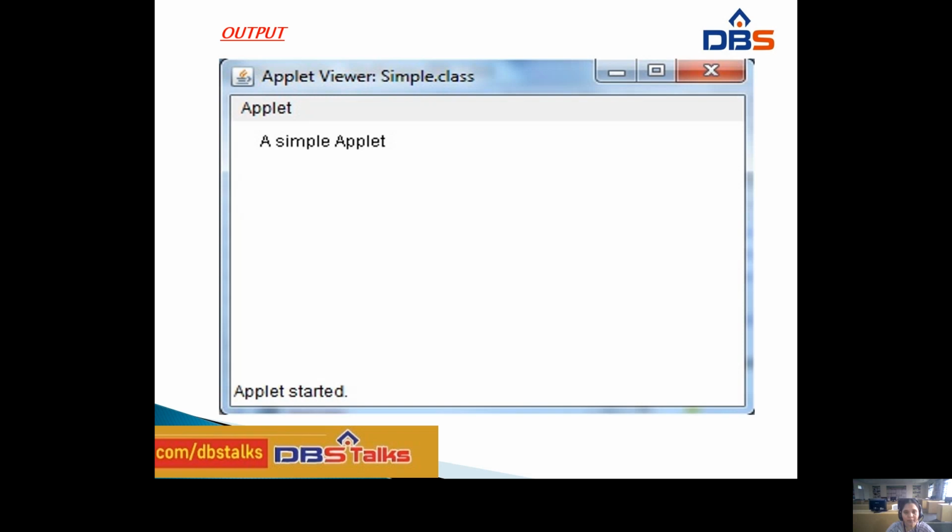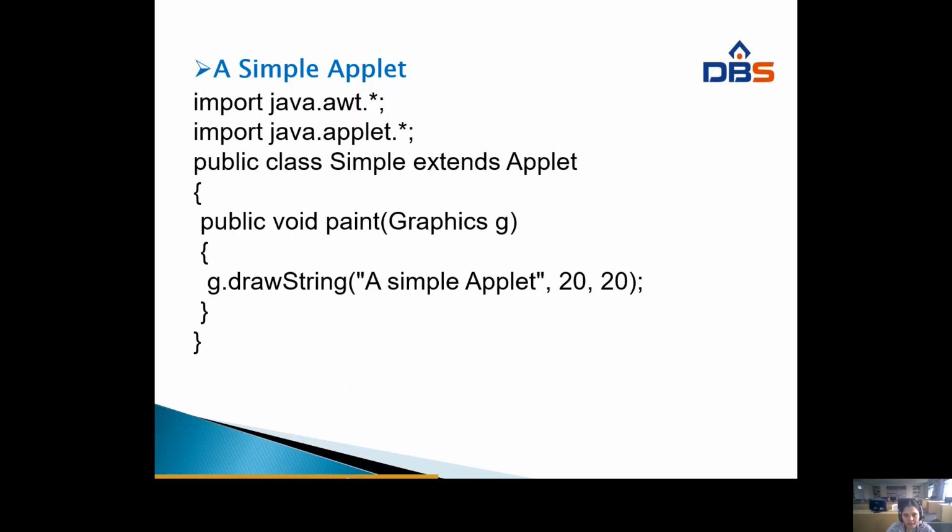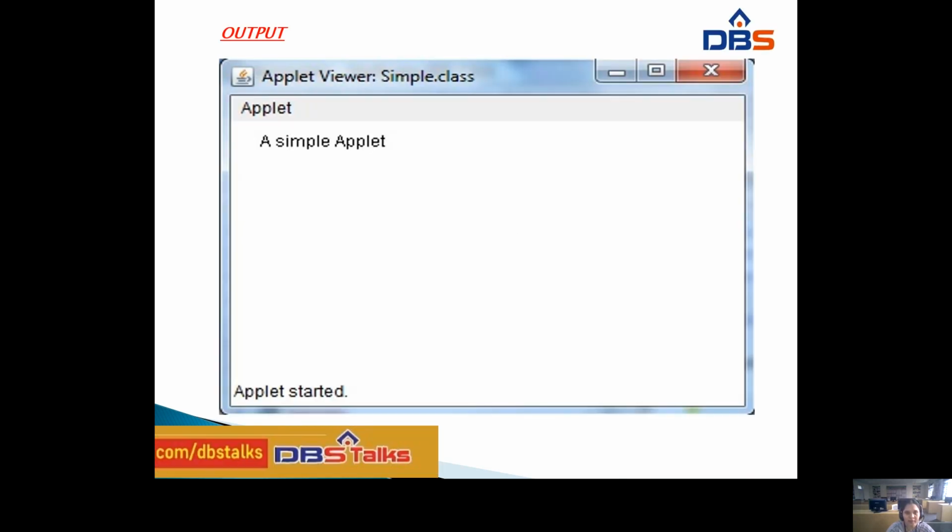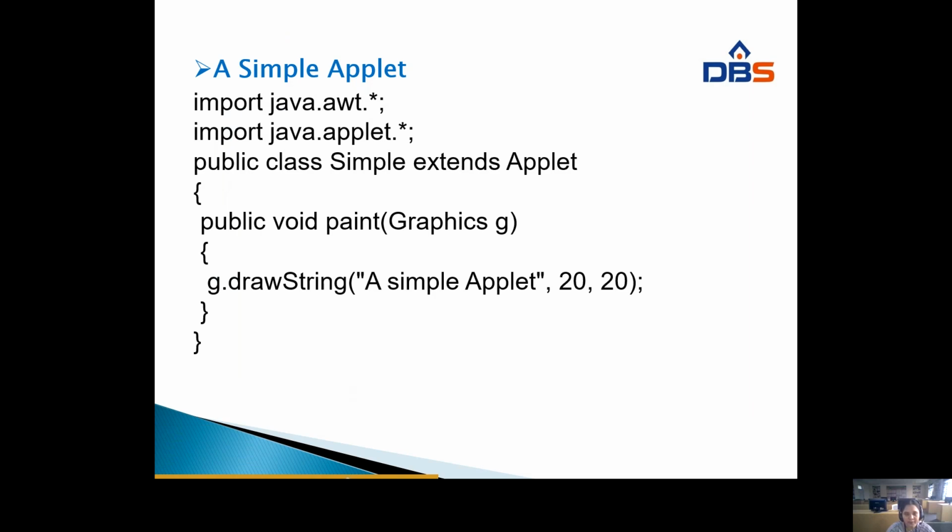This is the window. Now in this we are using the applet viewer. What is the class name? Simple. So what are we creating? Applets. That is what we extend. From the class we extend the Applet class. Next, in this applet class, what are we printing? We are drawing a string.